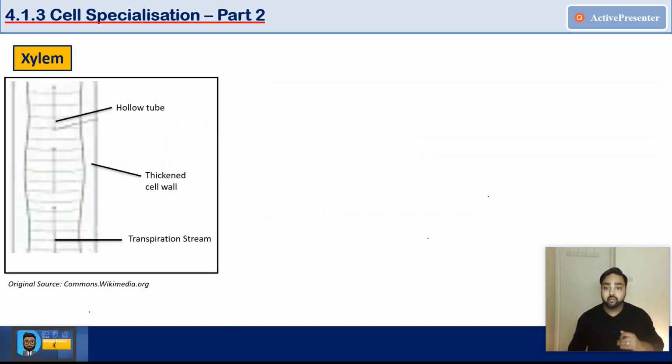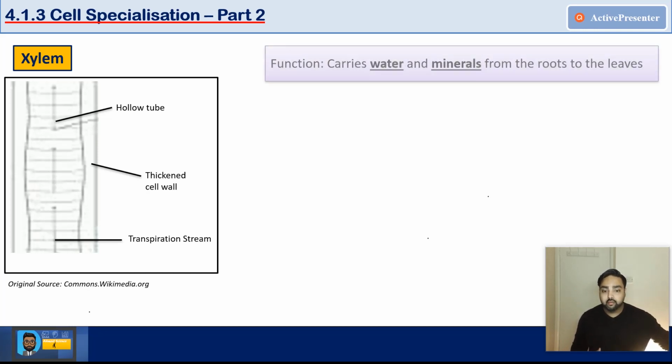So the second thing we're going to talk about is the xylem tissue. And the xylem tissue is this series of dead cells that have connected together. The idea behind them is that they transport water from the roots all the way up to the leaves where photosynthesis takes place. So what is the main function of the xylem tissue? Well, it carries water and mineral ions from the roots to the leaves. Water and mineral ions, keep that in mind, is very, very important. And I'll tell you why in a second when we compare it to phloem tissue.